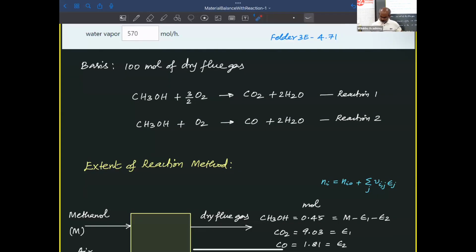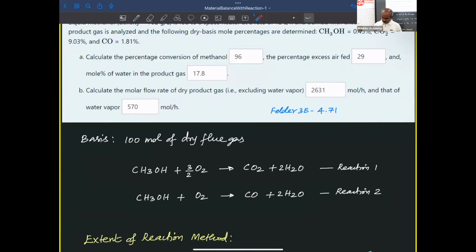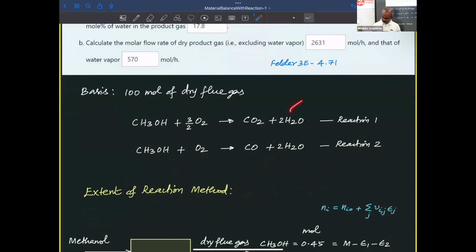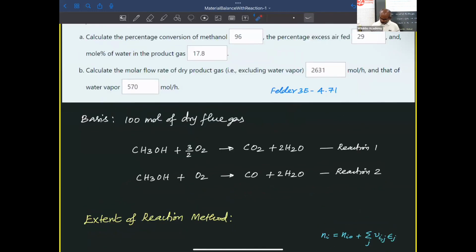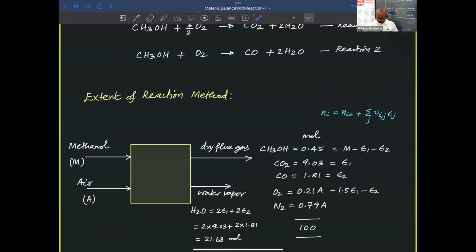What are the reactions possible here? Since CO2 and CO are there, methanol is not only undergoing reaction as per complete combustion, it is also going through incomplete combustion turning to CO. Methanol is giving rise to CO2, and methanol is also going to CO, because of incomplete combustion. So these two reactions are possible. Based on this, we can easily say that we'll be having CO2, CO, water vapor in the product, and O2 and N2. These are all the constituents of the leaving gas.